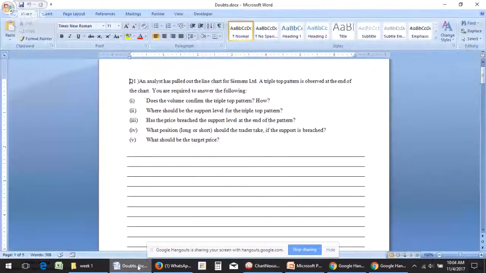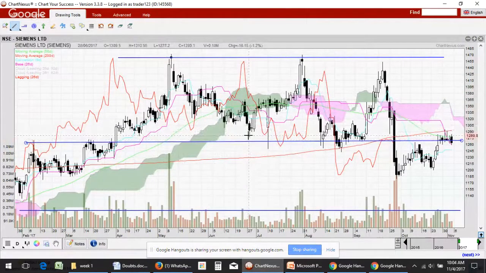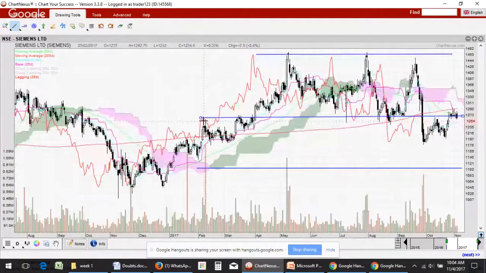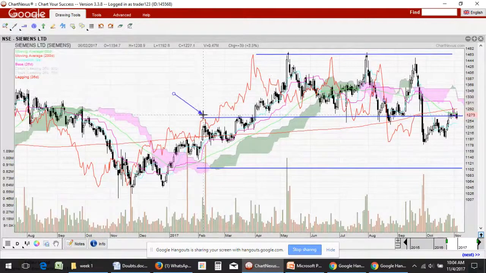That's the answer to the first question. Where should the support level be for the triple top pattern? In this triple top pattern, usually the neckline is the support. Keep in mind that this support level is exactly the same as where the stock was facing resistance before. If you look back in this chart, here's resistance. Maybe I can use an arrow. Here's where it acted as a resistance level.